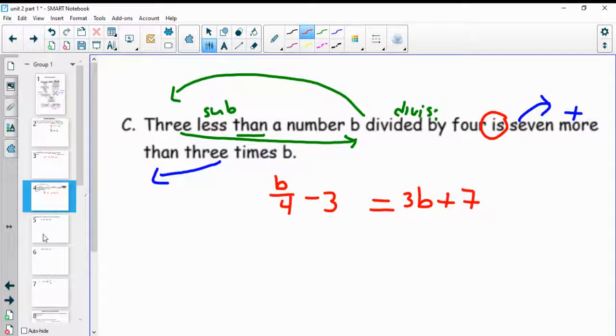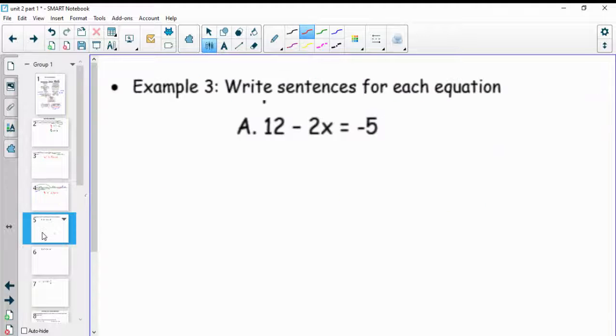All right, now for this next set of examples, we're going to go ahead and work in reverse. We're going to now write a sentence given an equation. Now when you go to do this, what I recommend you do first is read it out loud, because a lot of times the words you're using to describe the equation as you read it are words you can use in your sentence. So if we just read through it, 12 minus 2x equals negative 5.